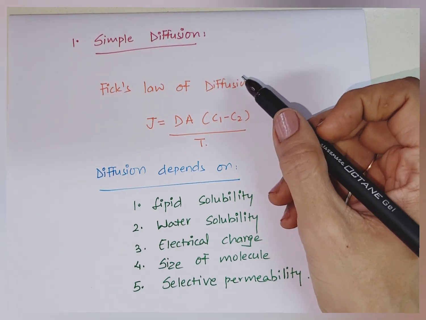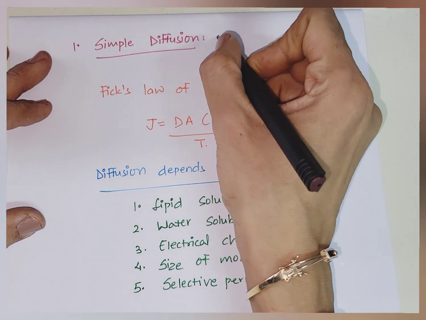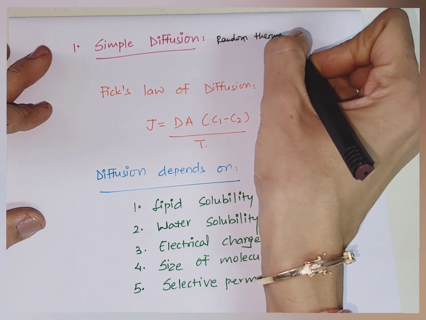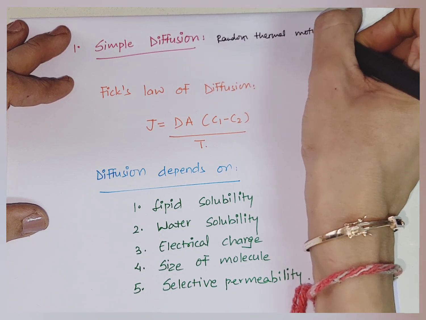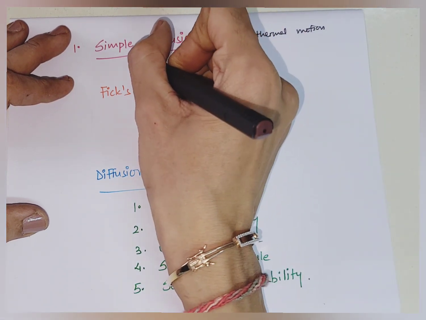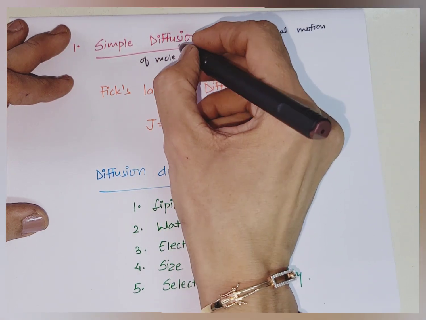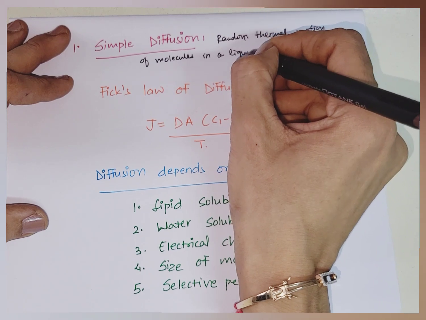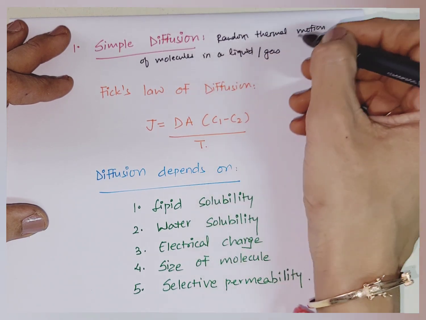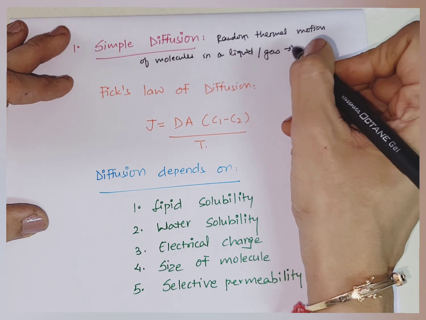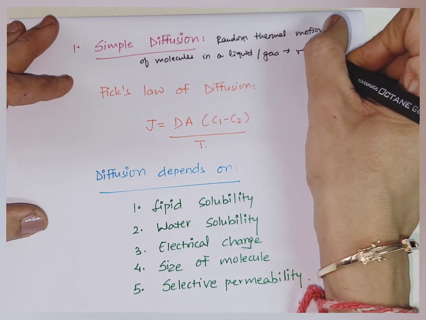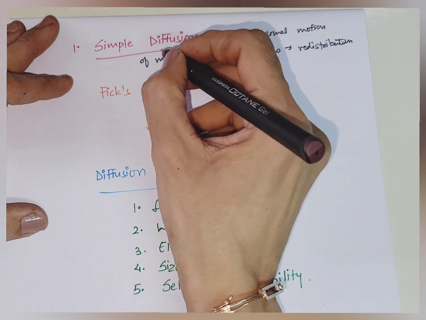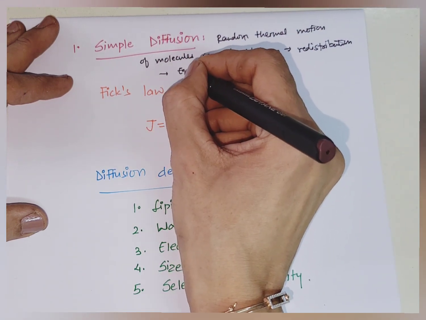What is simple diffusion? If we are defining simple diffusion, it is the random thermal motion of molecules in a liquid or gas. What happens because of this movement? There is redistribution of the molecules, and this takes place till the state of equilibrium is achieved.